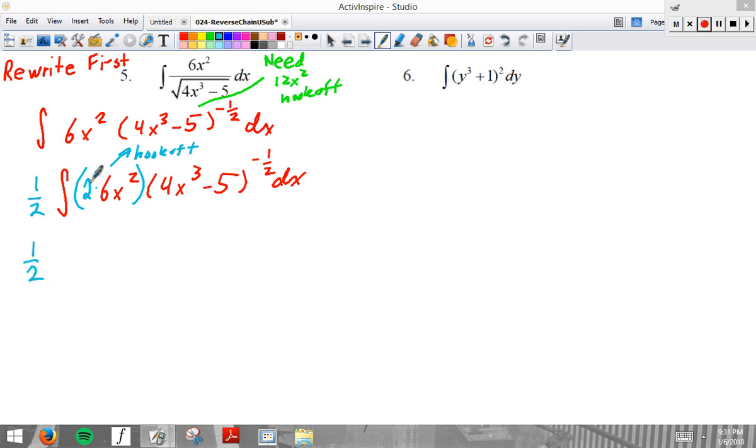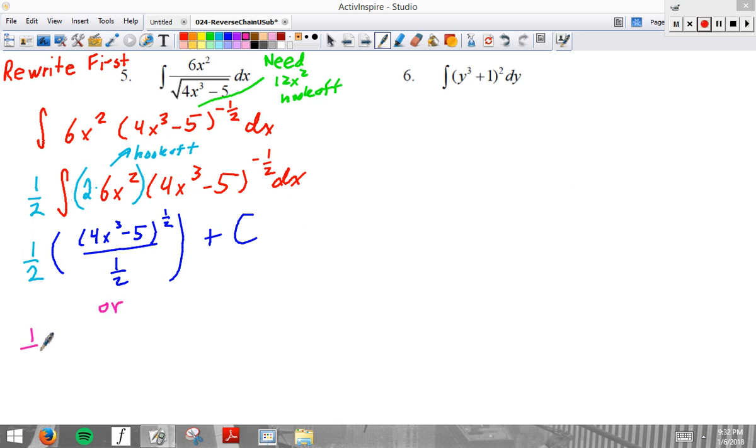So that 1/2 stays. This whole thing disappears. I needed this to be here so it could sacrifice itself for our success. That 1/2 stays. Change to a parenthesis. Keep that group. Add 1 to the power. Negative 1/2 plus 1 is positive 1/2. We're dividing by 1/2, or I can multiply by 2. It really doesn't matter. I'll write divide by 1/2 in this case.